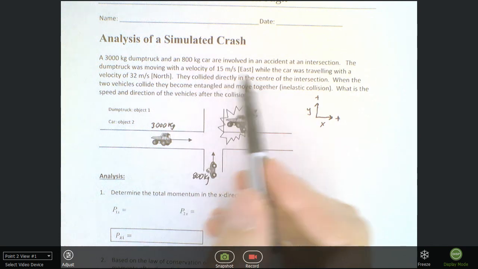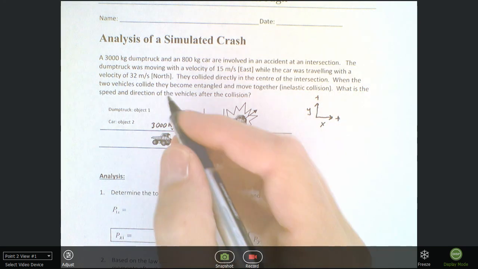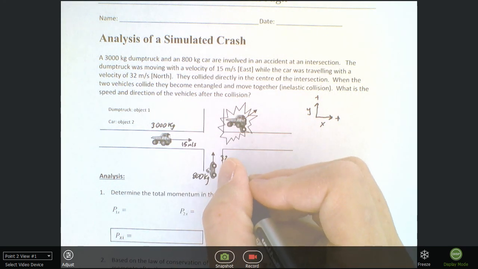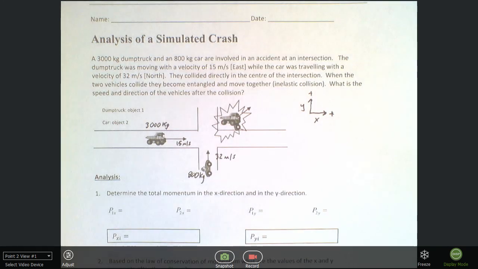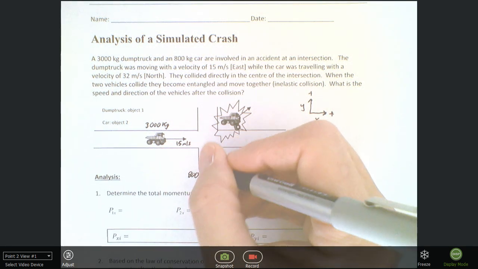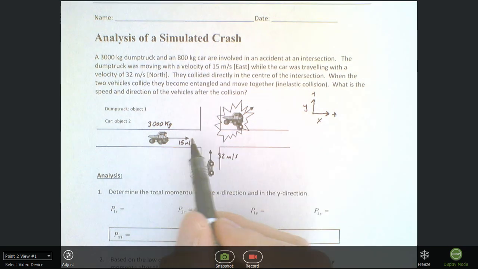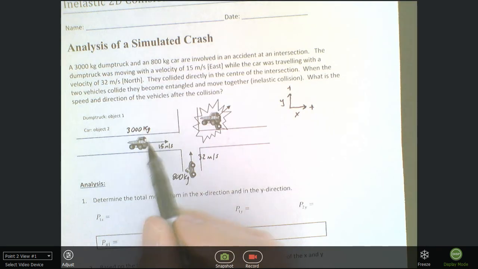Now this one is moving at 15 meters per second in a purely eastward direction, and the other one is moving at 32 meters per second in a northward direction. Now, if you just look at the total momentum of both of these, the first one for the dump truck is 3,000 times 15, which is 45,000. And the other one is 25,000. So this one's carrying about 26,000 kilogram meters per second of momentum, and this one's carrying 45,000 kilogram meters per second of momentum. So even though this one's traveling faster, this one still is carrying more momentum.